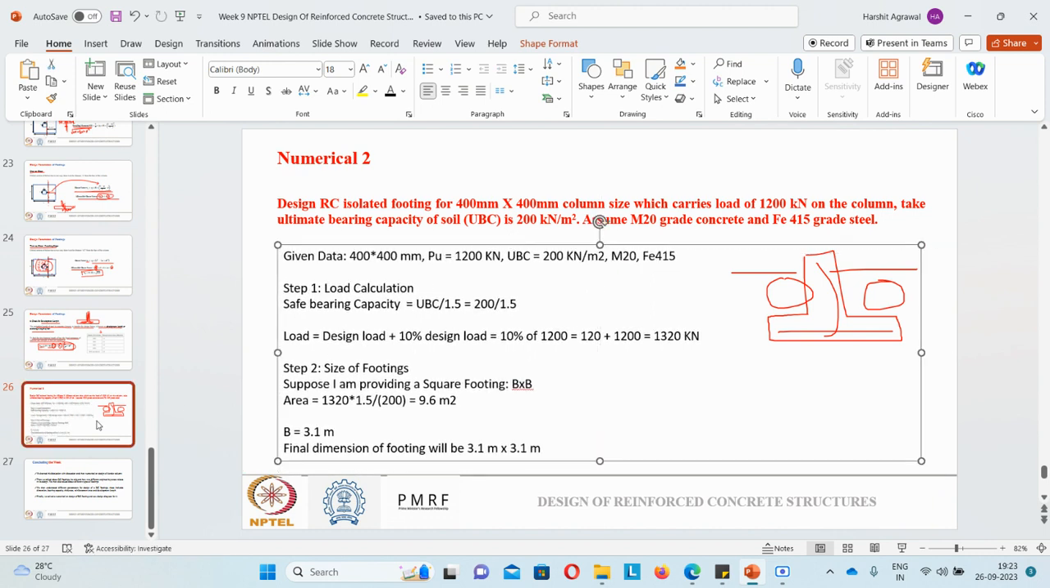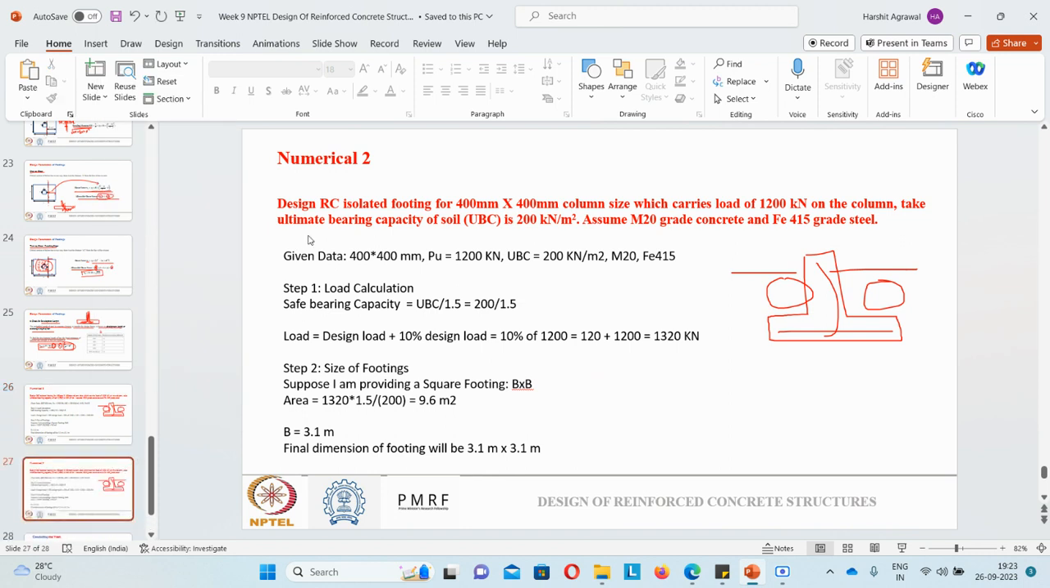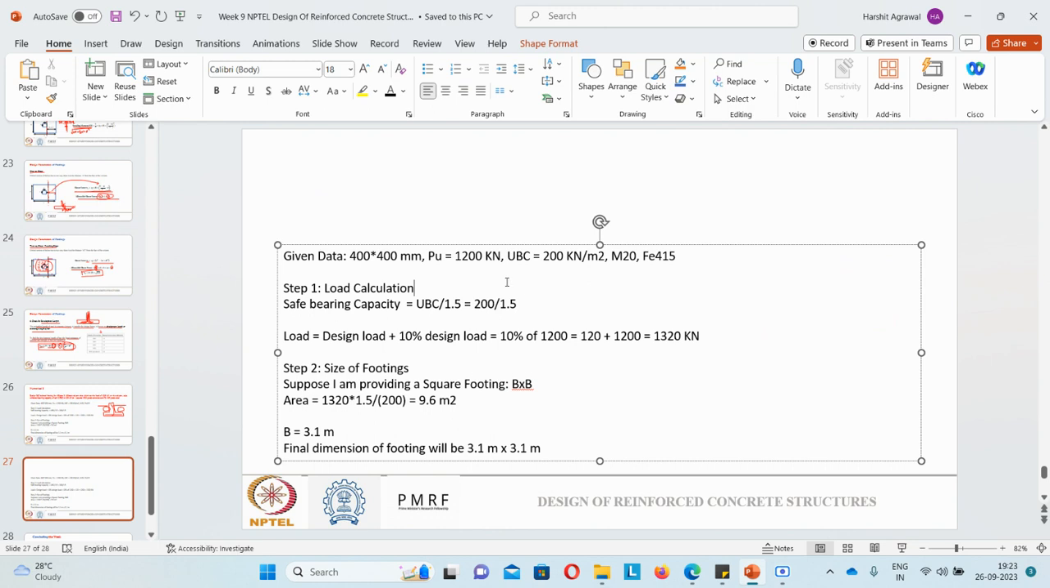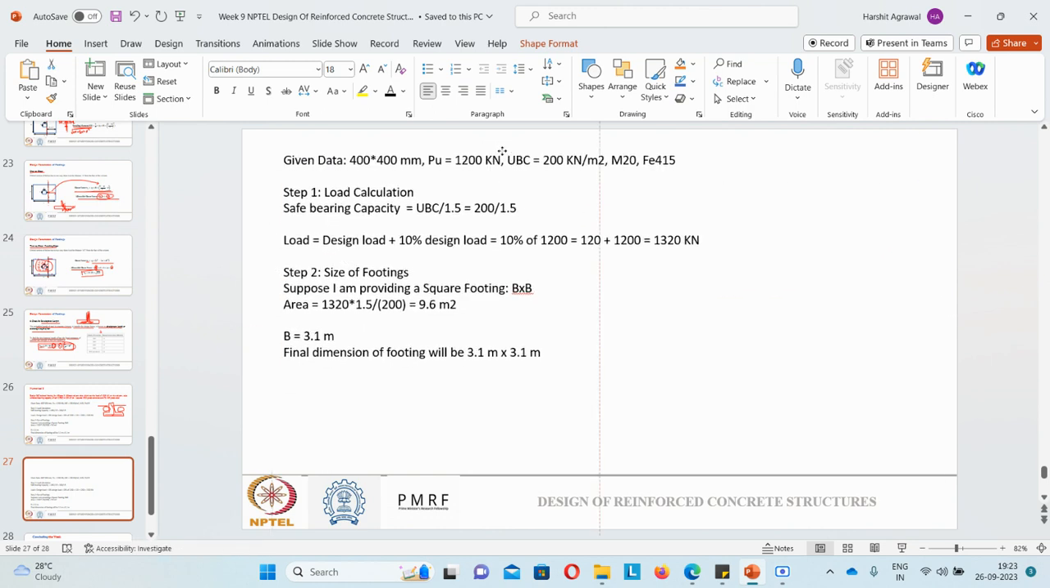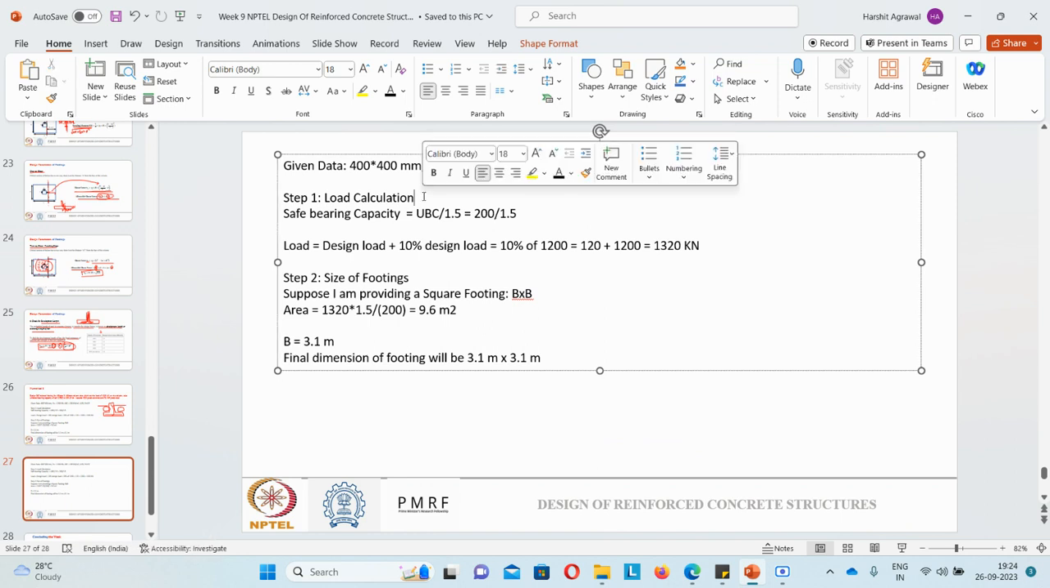Okay, now the next step is to calculate the net upward pressure due to the ultimate load. Okay, so how do we do that? Since there is no moment acting on the column, which is given in the question, it is a simple calculation for us. So the safe bearing capacity and everything else I will remove.